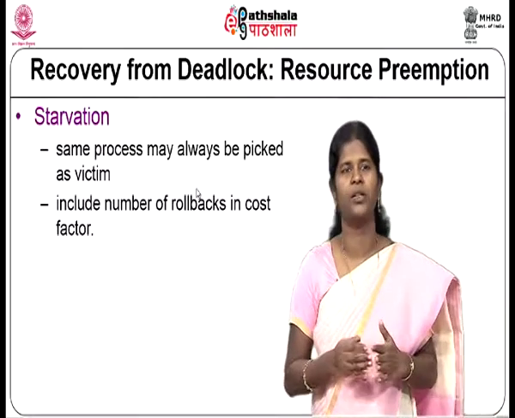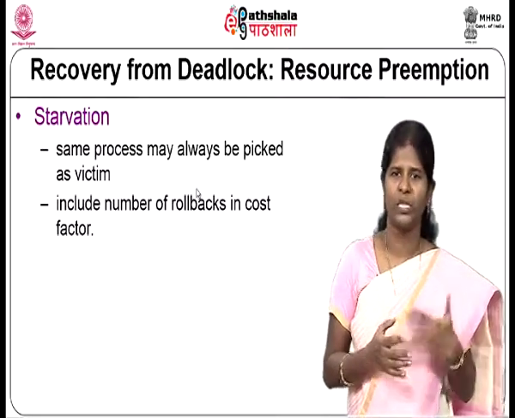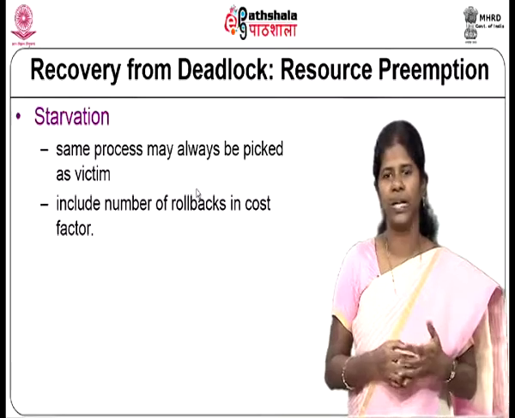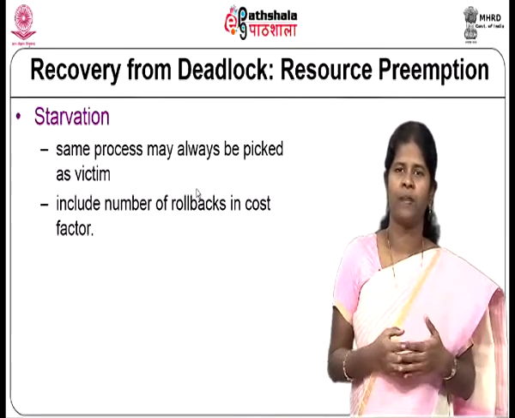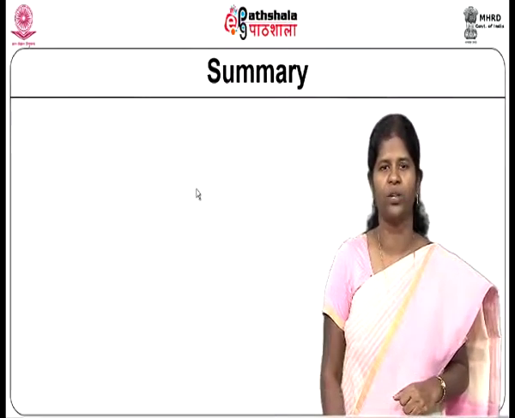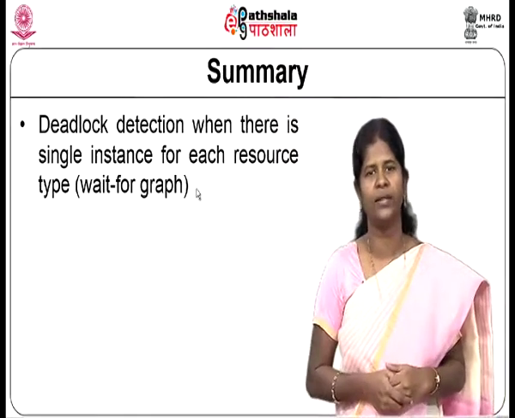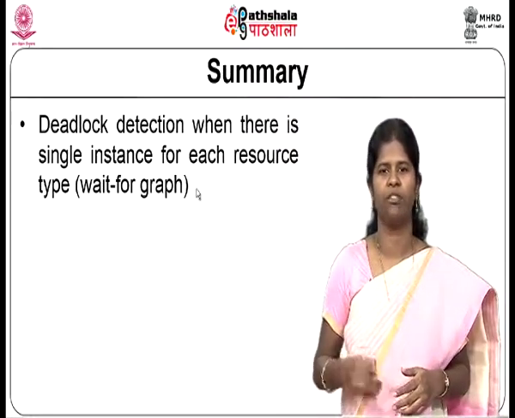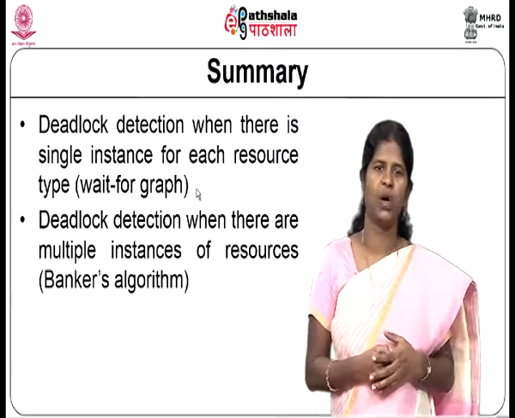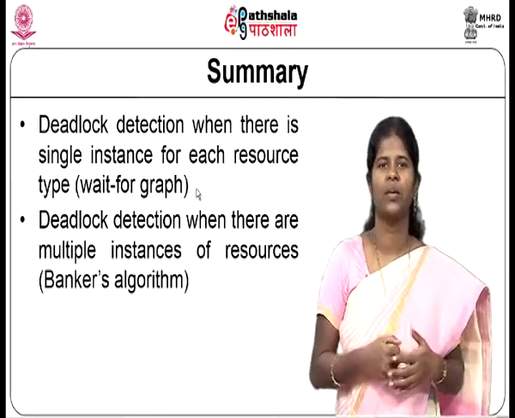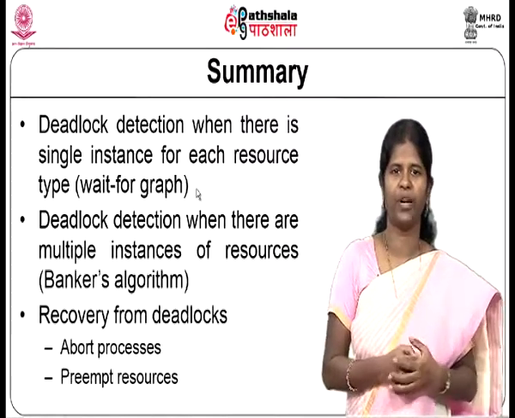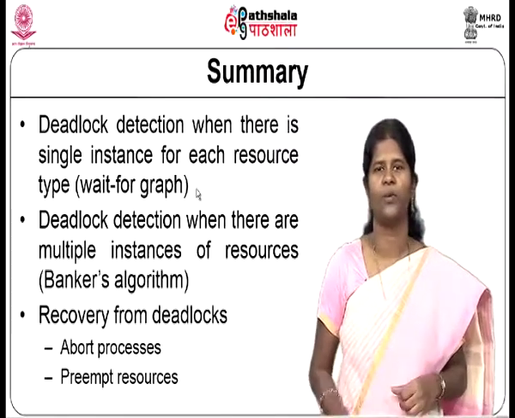So, we have now seen that once deadlocks have occurred in the system, you need to recover from them, and recovering from deadlocks can be done using resource preemption as well as by aborting processes. The summary of this module is: we saw how you can detect deadlocks when there is a single instance of each resource type using the wait-for graph. Then we also saw how you can detect deadlocks when there are multiple instances of the resources, which is a variant of the Banker's algorithm. We also saw that you can recover from deadlocks by aborting processes or preempting resources.